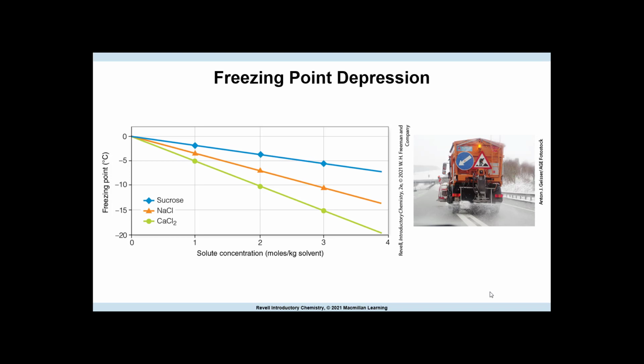Most salt trucks spread calcium chloride, as the chart shows. The freezing point drops more rapidly for calcium chloride than for sodium chloride or for sucrose. Why is that? So in this case, what this is trying to explain is that we don't live in an area where you need to salt the roads. Why do you want to salt the roads? Because you don't want ice on the roads. So what this does is it lowers the temperature when water can freeze.